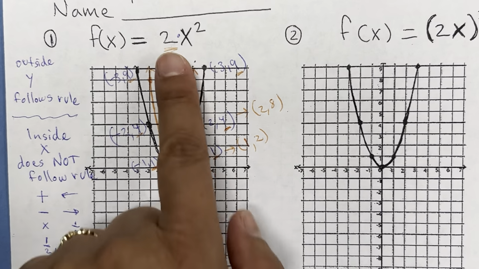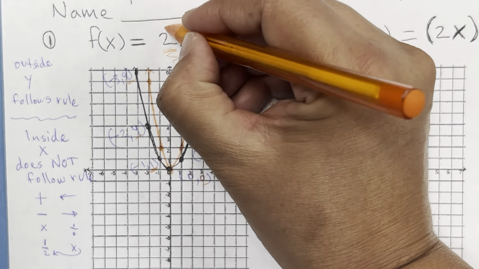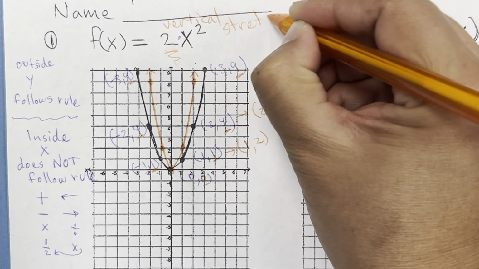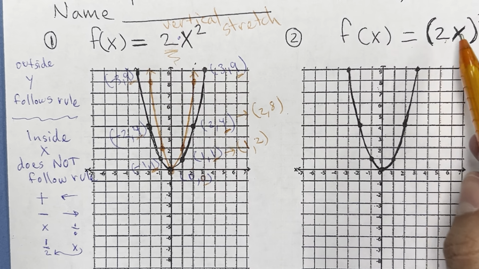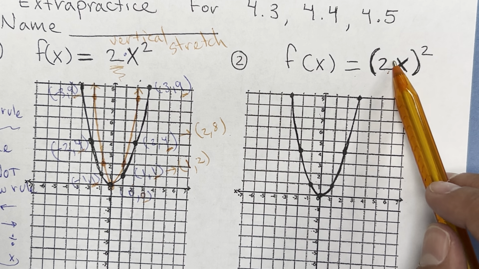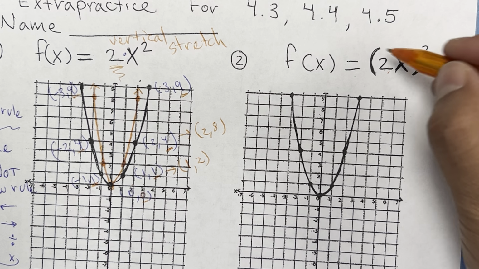So that's when it's outside. You multiply the y values and it stretches. That's why this is called a vertical stretch. Inside, multiplying by 2 is the opposite. Remember, inside is related to x, and we do the opposite. Instead of multiplying, we divide.